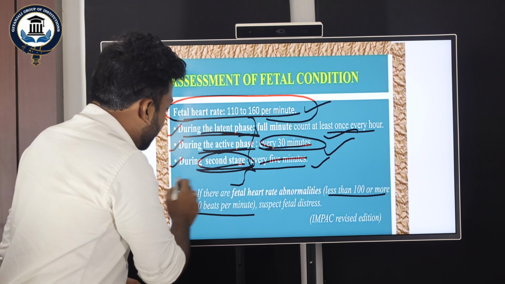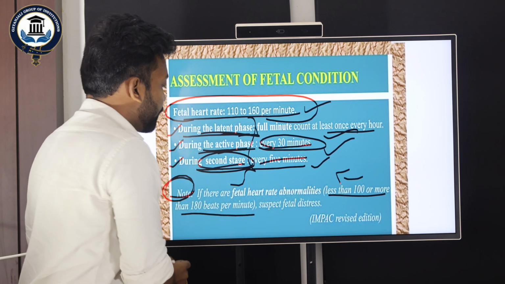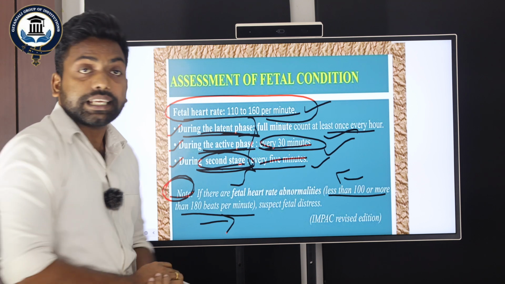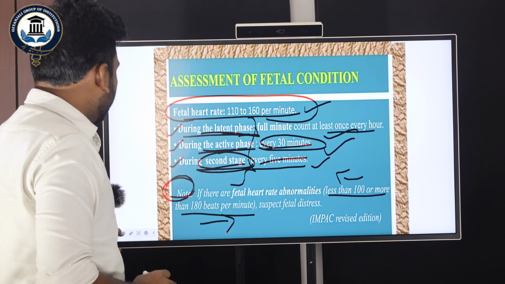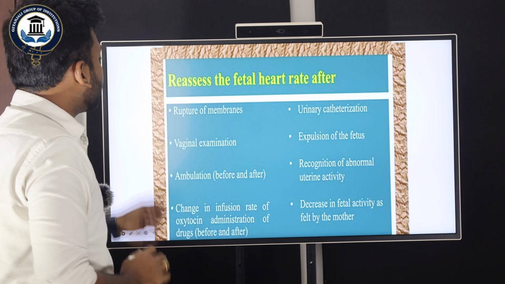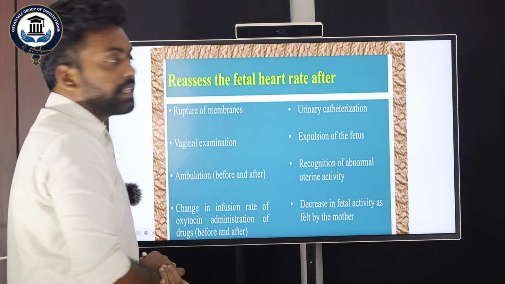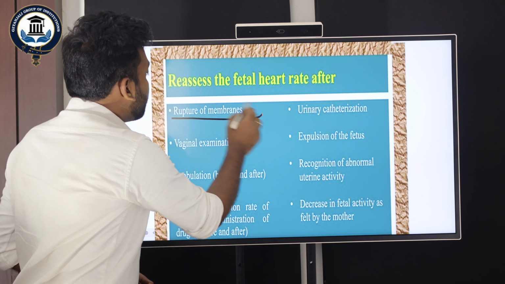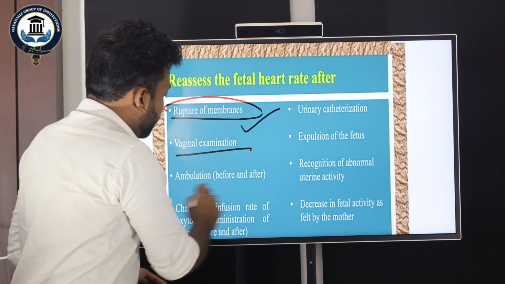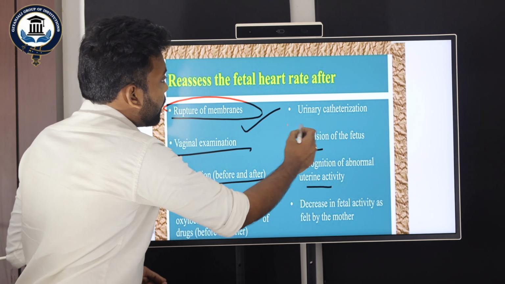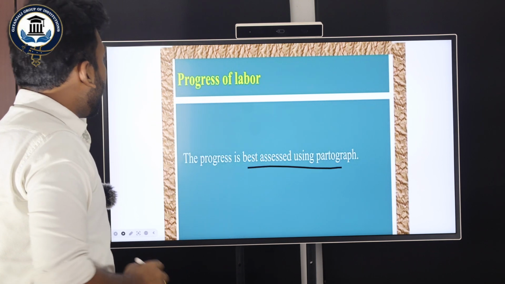You must understand one point: when the fetal heart rate is less than 100 or more than 180, it seems that the baby is in distress, the baby is having some difficulty. That is the thing. And when do you need to go for reassessment of the fetal heart rate? When there is rupture of the membranes, you check the fetal heart rate. After vaginal examination, ambulation, whatever the things are, in everything you must go for reassessment of fetal heart rate.